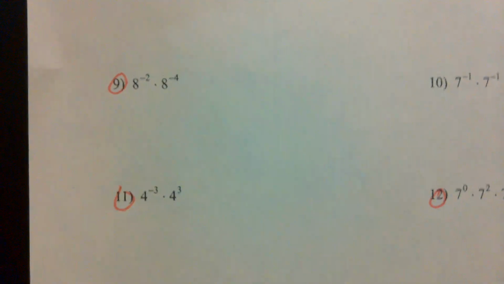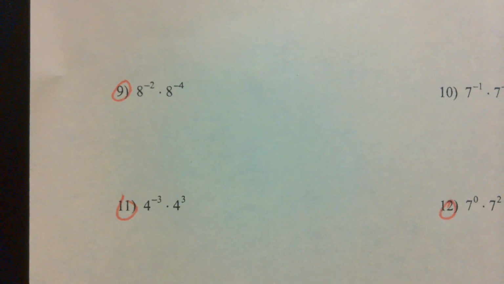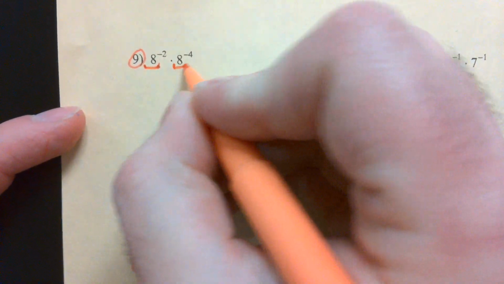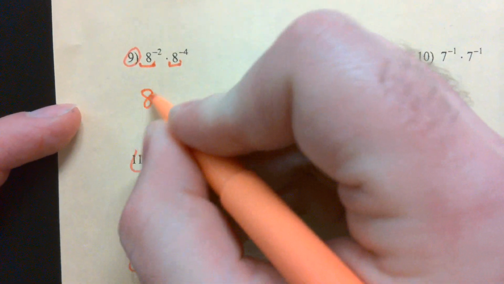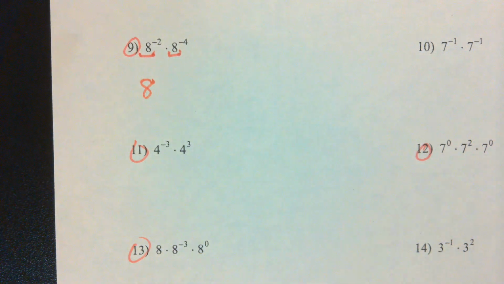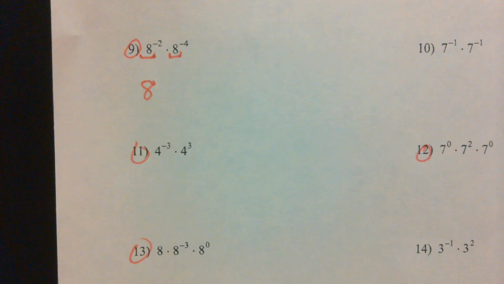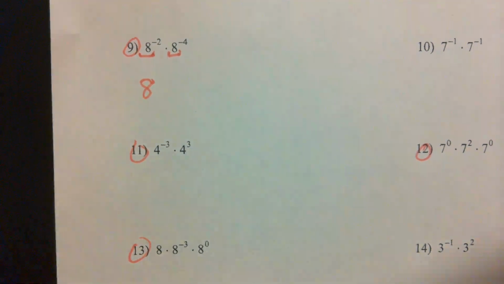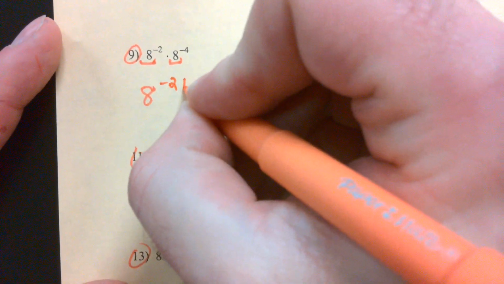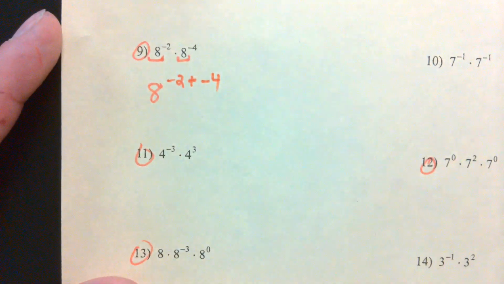Starting with number 9, 8 to the negative 2 times 8 to the negative 4. What are my like bases here in number 9? 8. So we're going to combine those into one single 8. And what are we going to do with our exponents? Are we going to subtract them? Are we going to add them? We're going to add them together. Negative 2 plus negative 4.